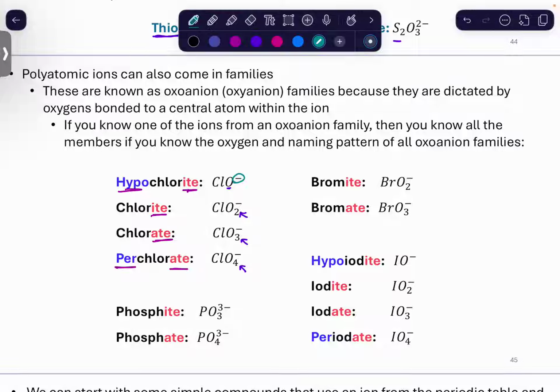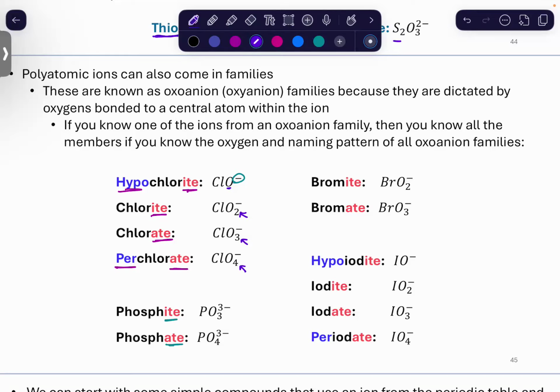So if I know chlorate, I remember, oh, that's ClO3 with a -1 charge. But you're sitting there on an exam or an assignment, and you go, well, what's chlorite? Oh, well, it's the same charge. You just got to remove an oxygen. So you might want to take a look at these oxoanion families and remember how they work. So here, your phosphite and phosphate.